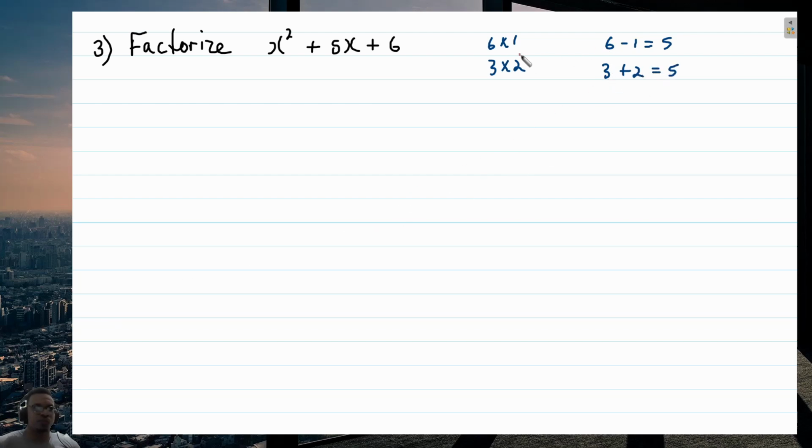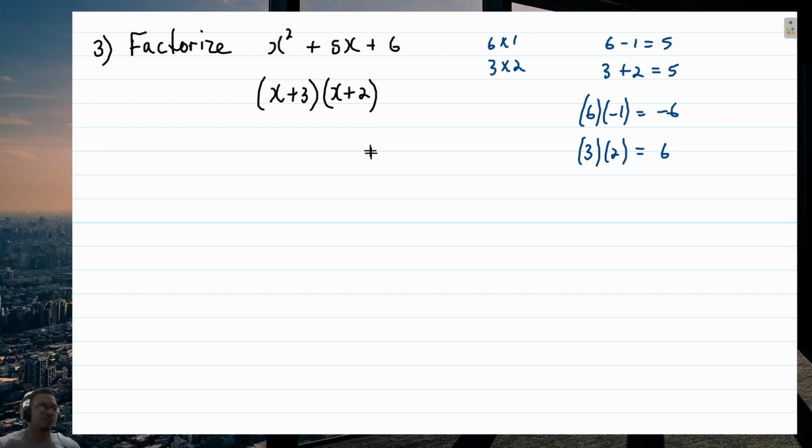So the question here, which one is the right one to use? So what we'll do, we'll multiply them. So 6 times negative 1 gives me negative 6. And positive 3 times positive 2 would give me positive 6. Now this 6 here is positive, and because this 6 here is positive, the 3 and the 2 that give you the positive 6 are the right ones to use. So we'll use 3 plus 2. So I'll open my brackets and I'll put x. My first one is positive 3, and x, and the next one is positive 2. And that's the answer.